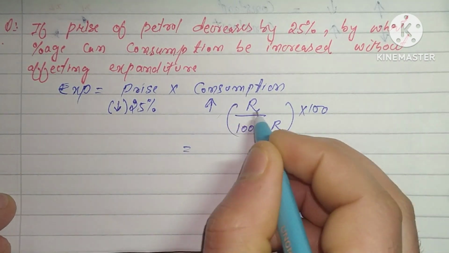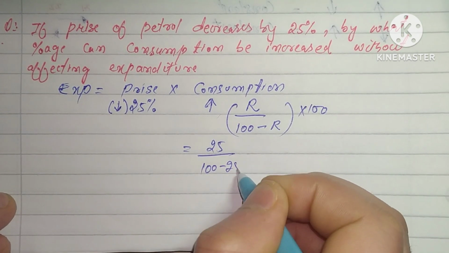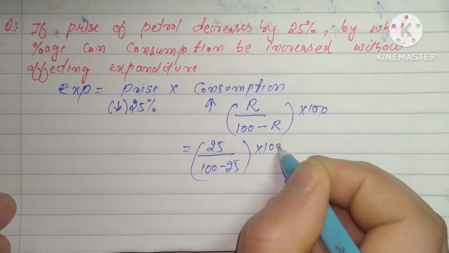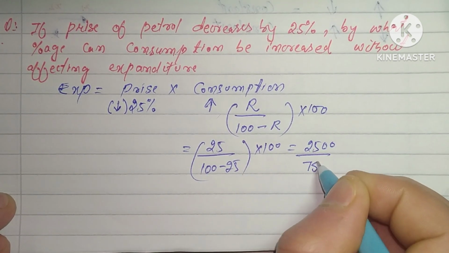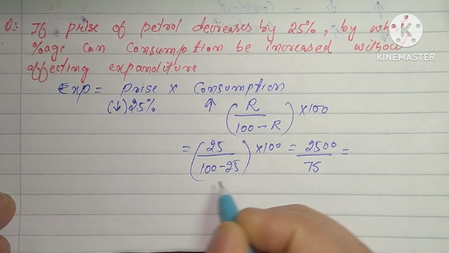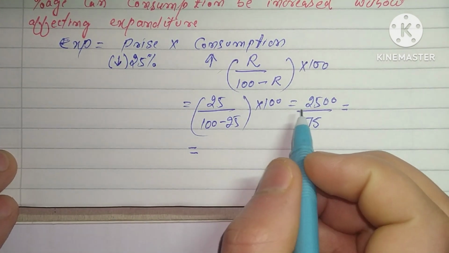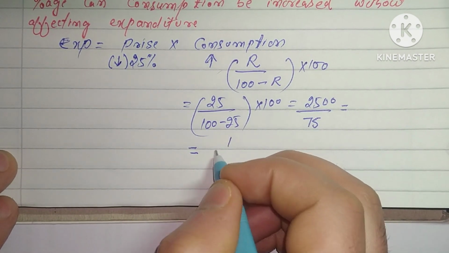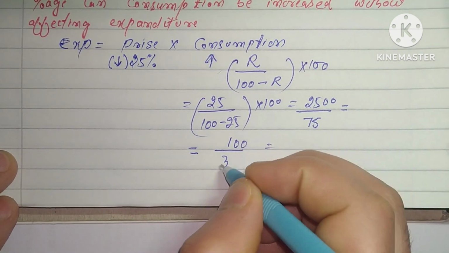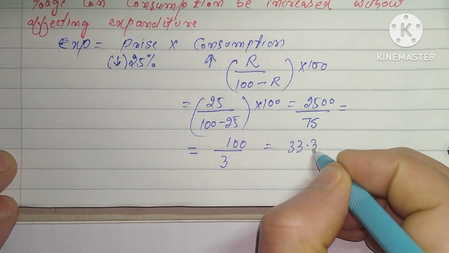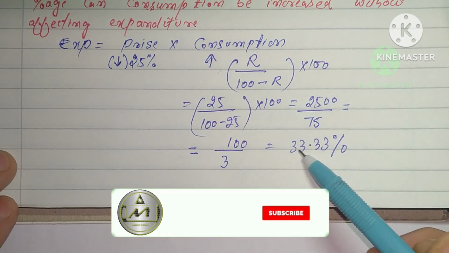Consumption increases by r divided by, since it has to be increased, it is minus r into 100. It will be 25 divided by 100 minus 25 into 100. It will be 2500 divided by 100 minus 25 will be 75. 25 ones are 25, 25 threes are 75. It will be 100 divided by 3, which is 33.33%. Hence the consumption will increase by 33.33%.